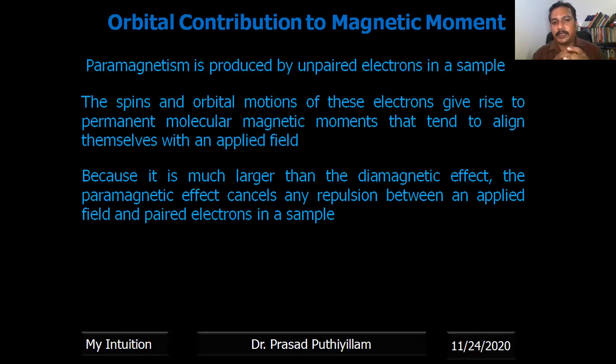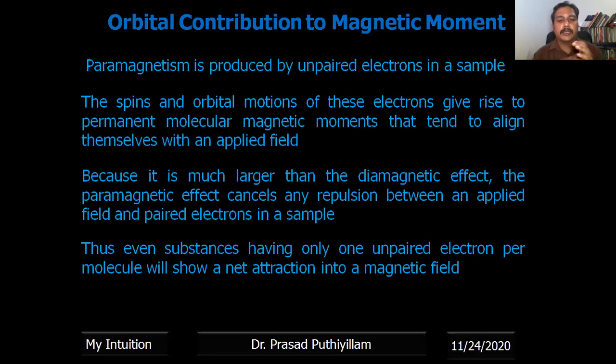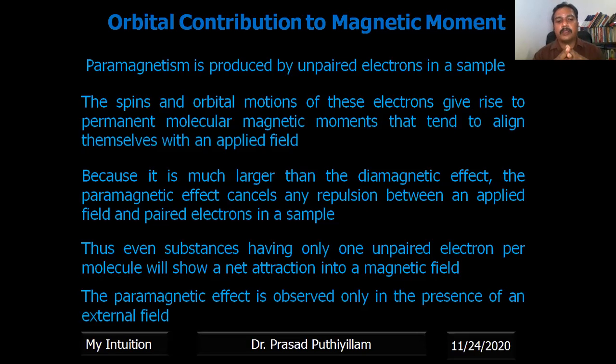And the paramagnetic effect is much larger than the diamagnetic effect. Therefore, even if one unpaired electron is there, it becomes paramagnetic. It will overcome the diamagnetic behavior and become paramagnetic. Paramagnetism is present only in the presence of an applied magnetic field. When the applied magnetic field is removed, it loses its magnetic moment, or its magnetic property.